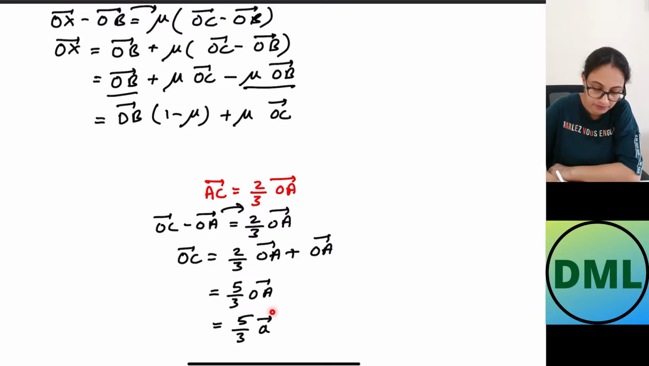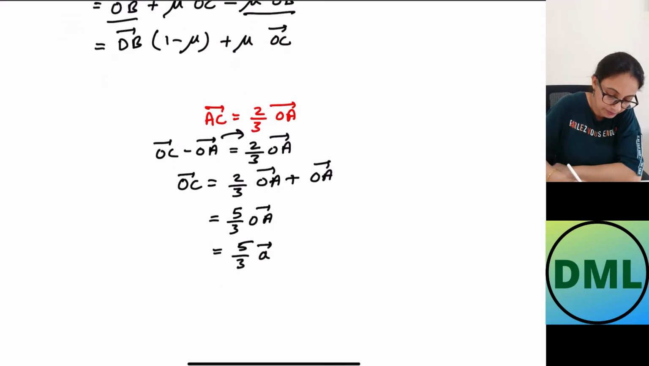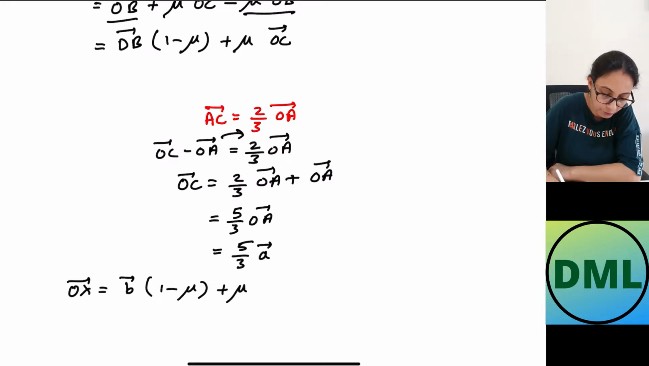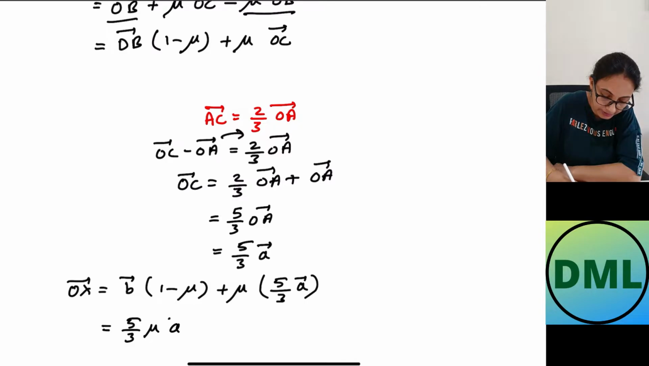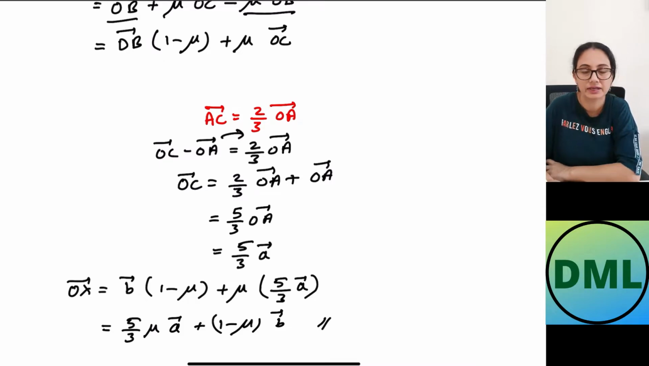Now I'm substituting this OC vector value in this equation. So my OX will be OB vector, which is the vector B, times 1 minus mu, plus mu times of OC vector. OC vector is 5 by 3 of vector A. Now I'll just rearrange that: 5 by 3 mu vector A plus 1 minus mu vector B. So this is the second answer for the vector OX.